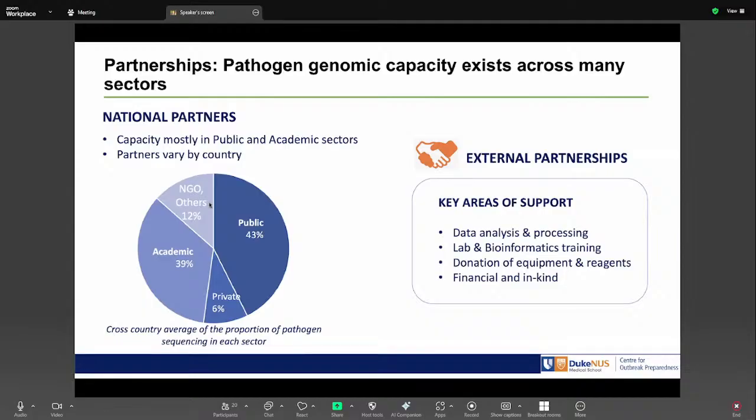Now, they did often get external support, and that tended to be in areas of data analysis, bioinformatics training, lab training. There was a lot of donation of equipment and reagents. This is during COVID, right? And there was a lot of financial and in-kind contributions.